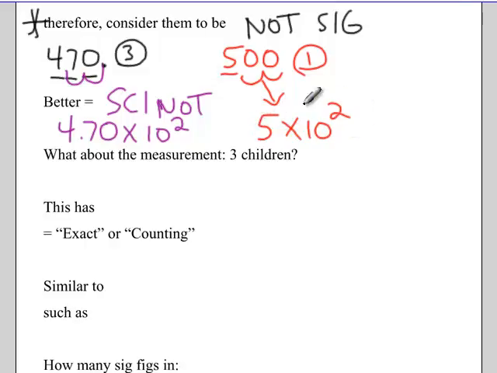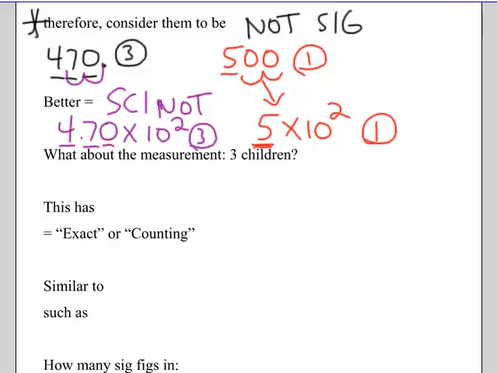Notice, once we have it in scientific notation, we can count sig figs only by looking at this part of the number. We never look at the times 10 to the exponent. This is the only part we count for sig figs. So I have 1 sig fig in 5 times 10 to the second. There's no ambiguity about the zeros counting or not. In the number 4.70, this is a trailing 0. The number has a decimal point, so I have 3 sig figs.